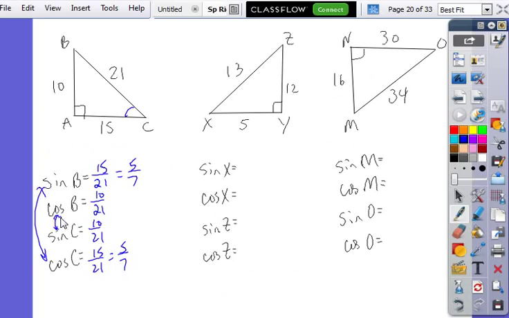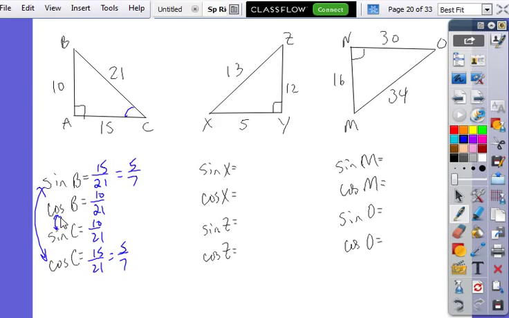Notice, which angle are we not using? The right angle. You never use the right angle. We're never going to do sine and cosine of the right angle. It's either going to be B or C or whatever, the other two. Give me those other two right there. Shouldn't take long.